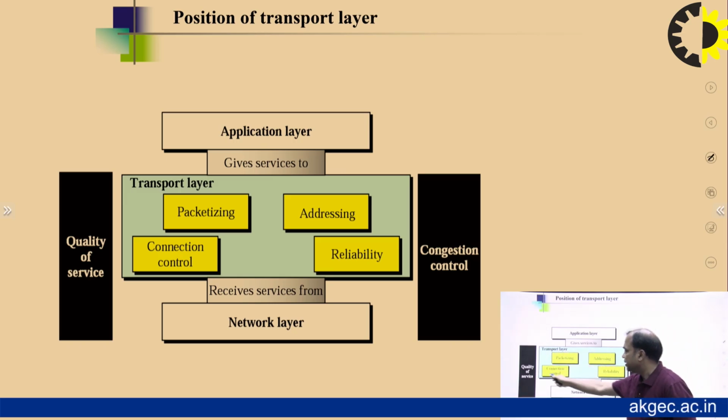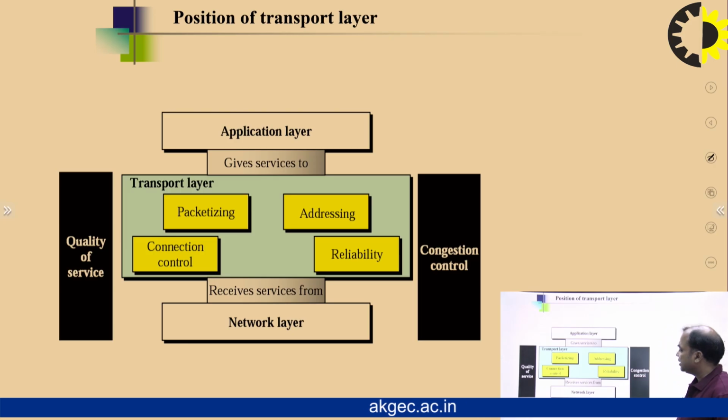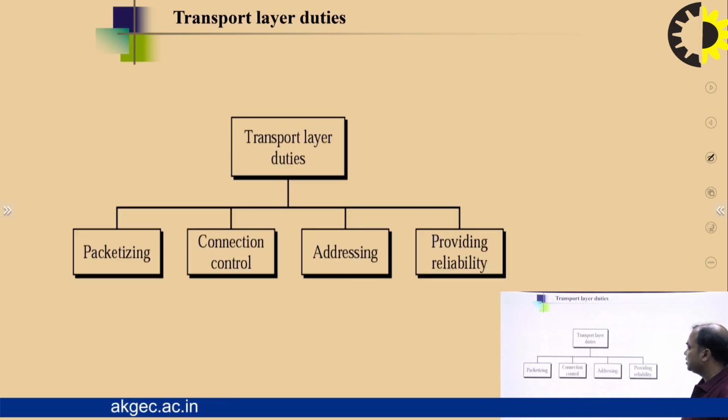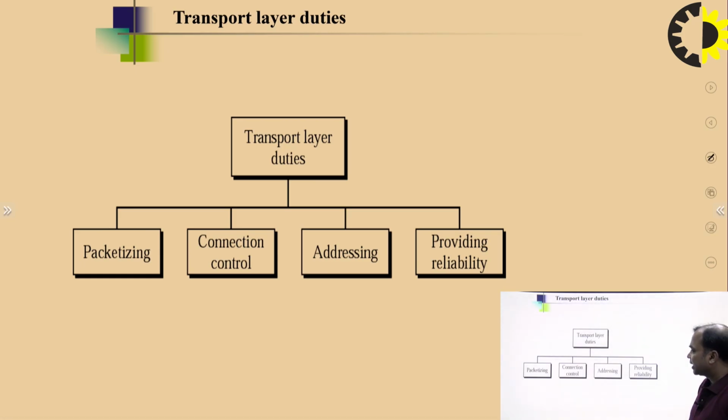In the TCP layer we have packaging, connection control, addressing and reliability. First we see the responsibilities of the transport layer, or we can say the duties of the transport layer: packaging, connection control, addressing and providing reliability. These are all the basic important duties of the transport layer.